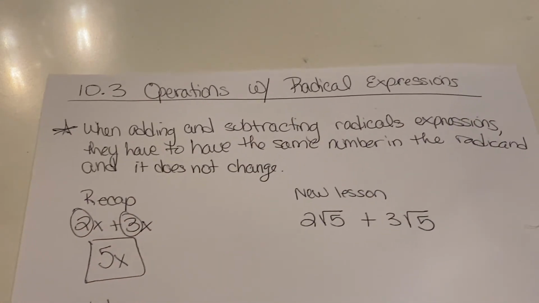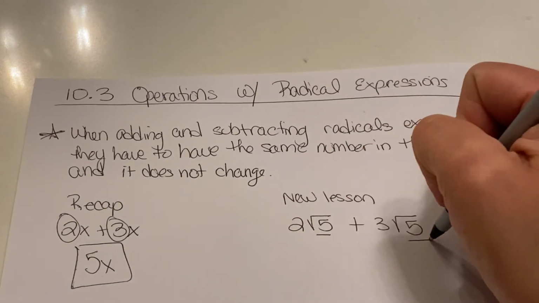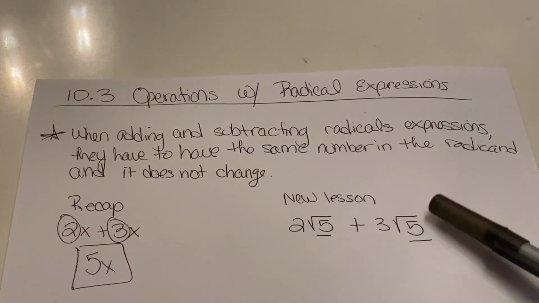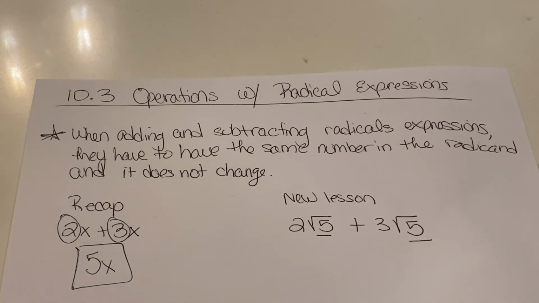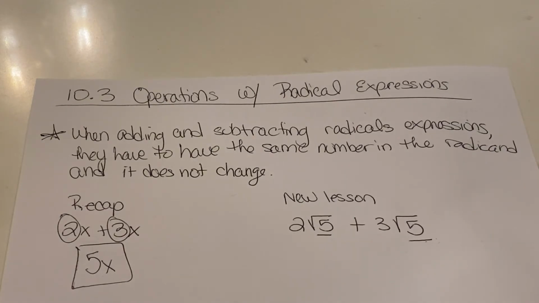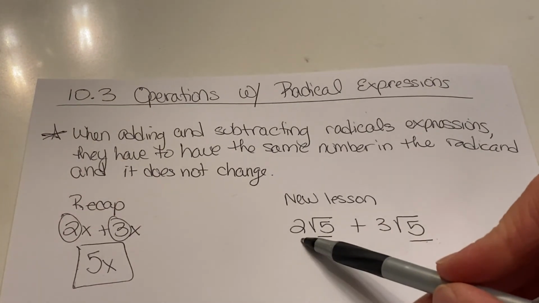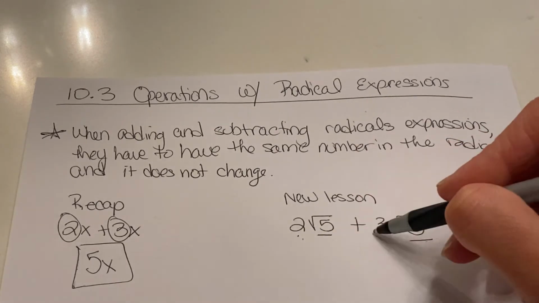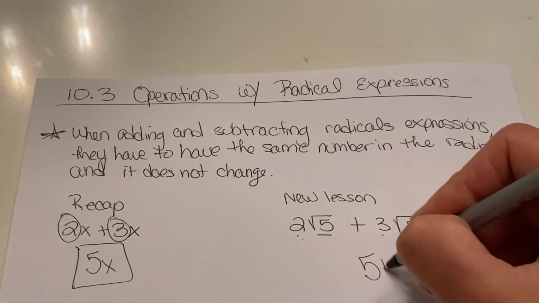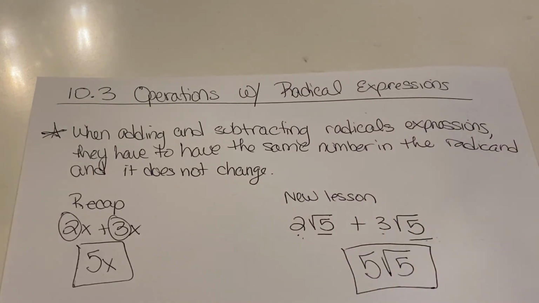Next, let's look at the number that's inside the radical. This number is the radicand. So they both have a 5 inside the radical. That means I'm able to add the coefficients that are outside. So I get 2 plus 3, which gives me 5, and the number inside the radical stays the same. So I get 5 radical 5 as my final answer.